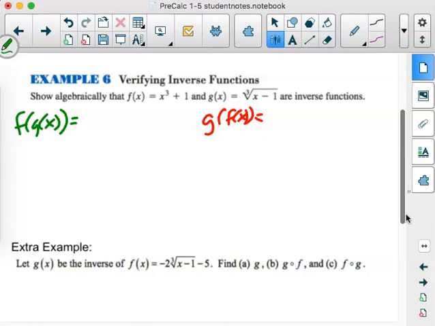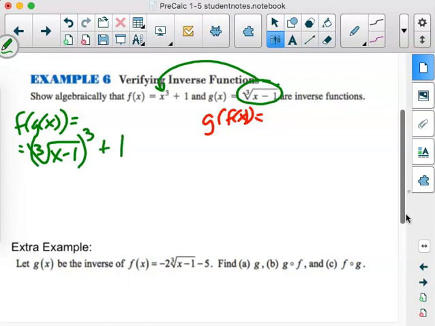So what this says is I have to take g of x, and wherever I see x in f, I have to replace it with this. So this is going to go right there. So this is going to say the cube root of x minus 1, cubed, plus 1.